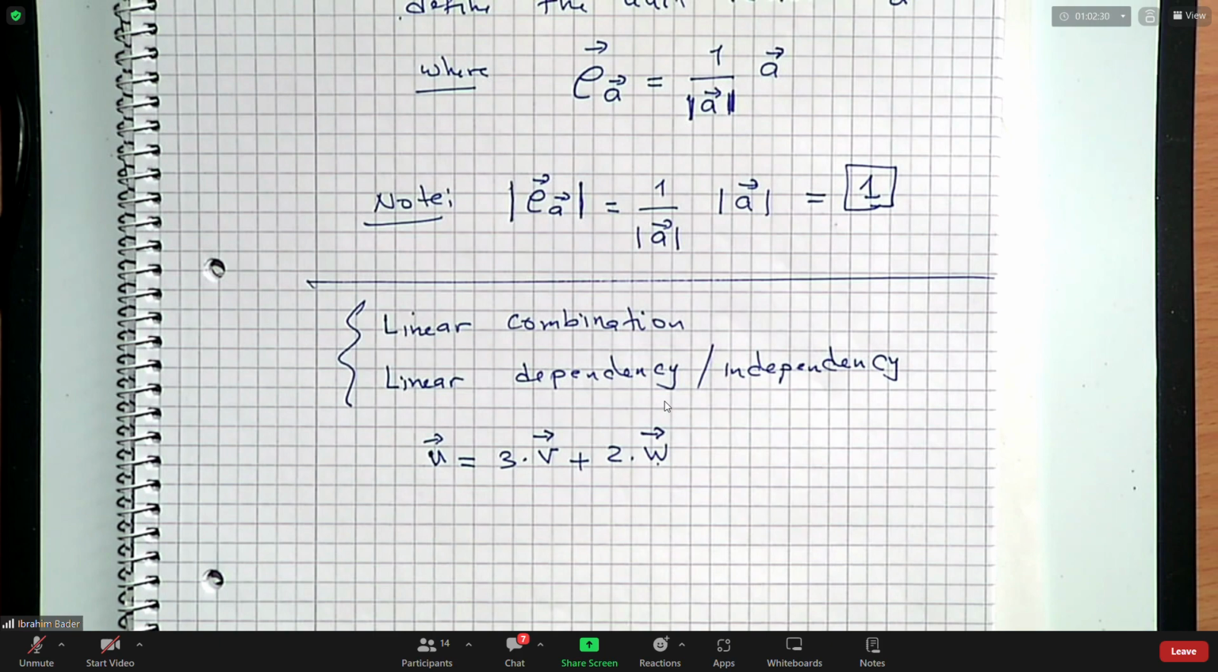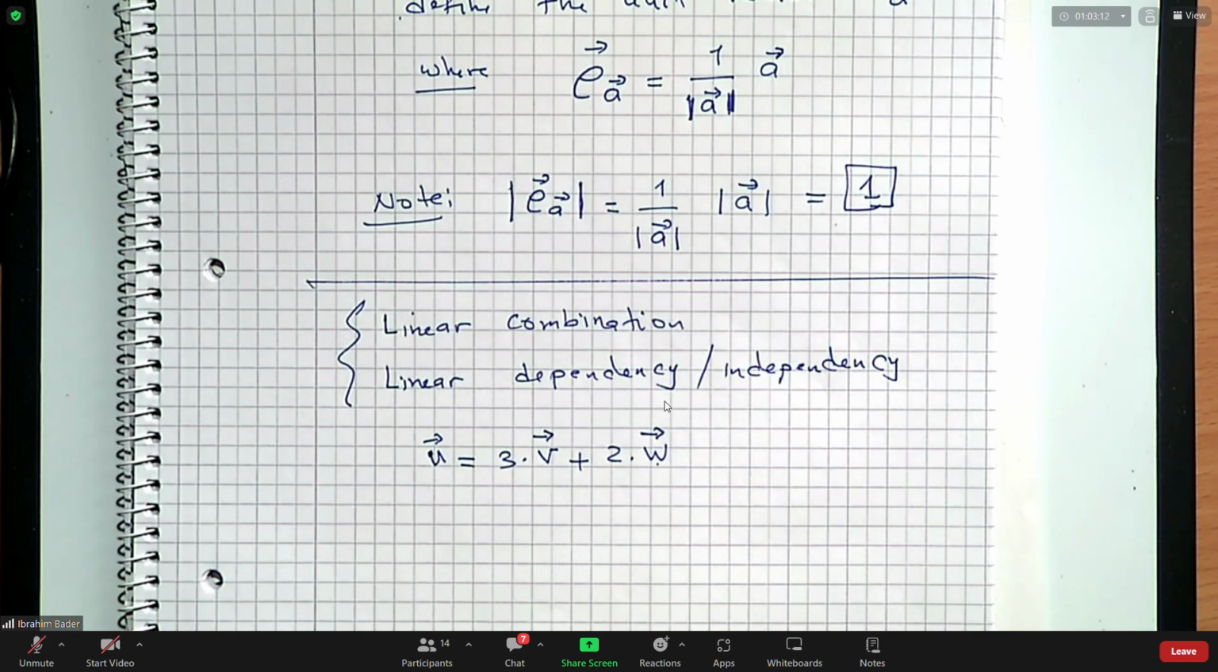Please, these concepts are very fundamental in linear algebra, especially when it comes to solving linear systems. Later we'll see things like evaluating the inverse of a square matrix and so on. This is a fundamental concept here. Linear combination is very simple. You multiply constants with other vectors to get one vector, so we say a linear combination.